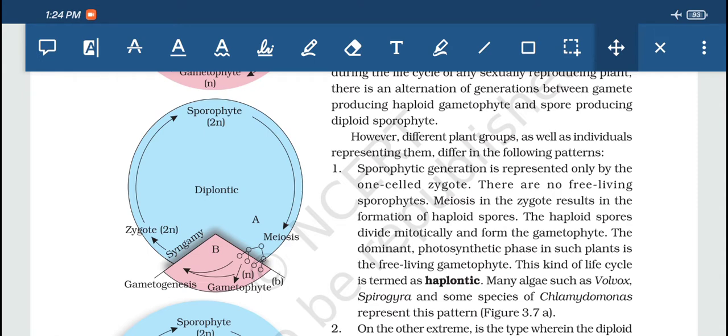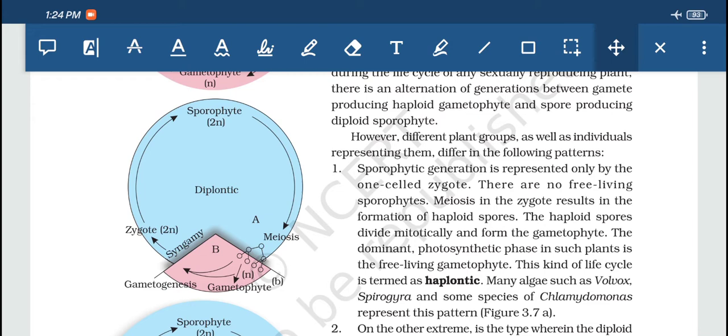Sporophytic generation is represented by only the one celled zygote. That means it is diploid. Zygote is always diploid, and the sporophytic generation is represented by the zygote. Then there are no free living sporophytes. Meiosis in the zygote results in the formation of haploid spores.